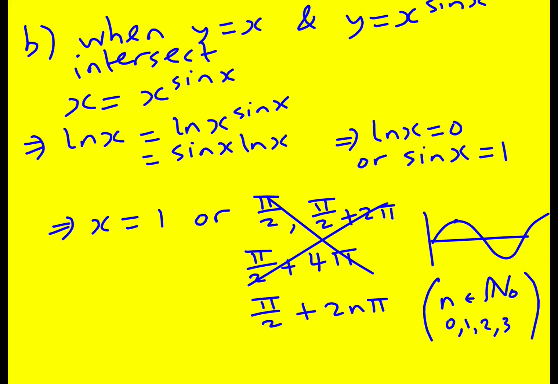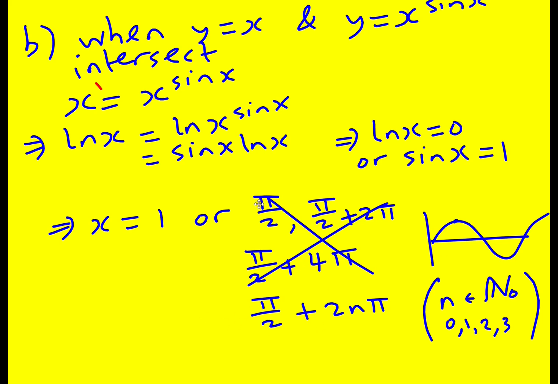Now it could also be tempting when I looked at this first of all, to say, oh, this is x to the 1, so it must be that sine x is equal to 1. But then you miss the solution of x equaling 1, because 1 to the power of anything is equal to 1. So just be careful.